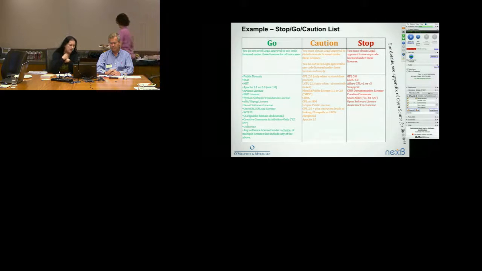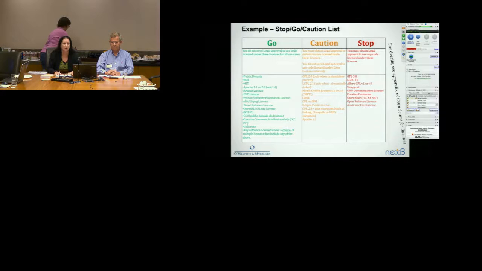third-party open source code. I know the print is pretty small here, but there's a stop, a go, and a caution. So go means if the software is under this license, do anything you want with it. Caution means if software is under these licenses, you can use it in certain use cases. And stop means we're usually not going to use code under this license.